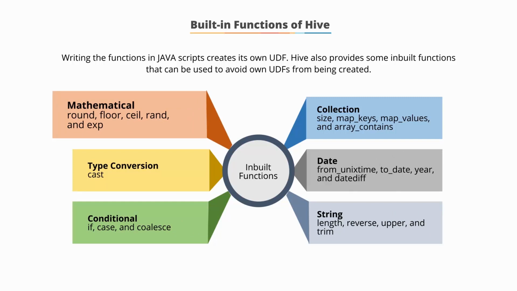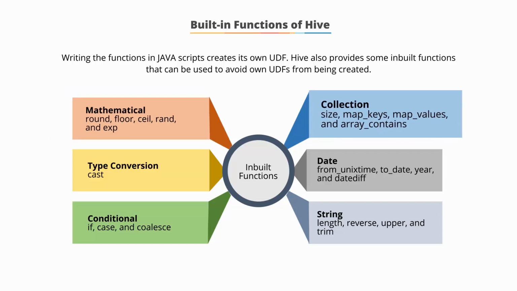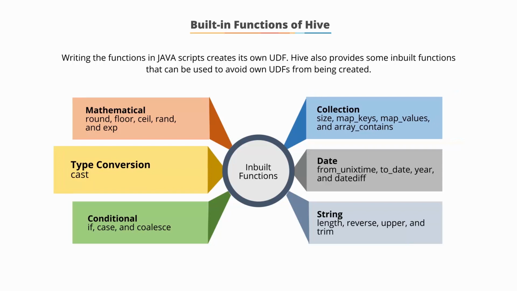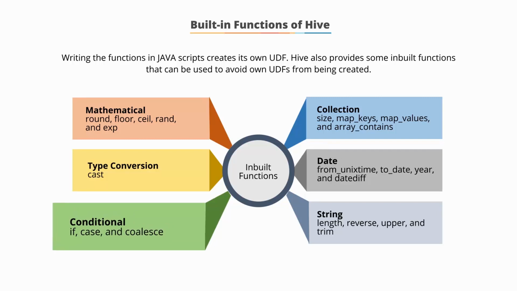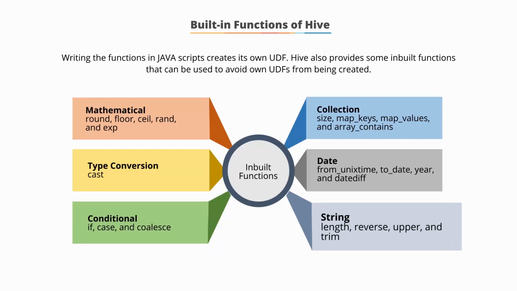For mathematical operations, you can use the examples of round, or floor, or rand, or ceil. For collections, you can use size, map, and arrays. For data type conversions, you can do things such as cast. For dates, you can use the following APIs, such as from_unixtime, to_date, year, and datediff. For conditional functions, you can use if, case, and coalesce. And for string functions, you can use things such as length, reverse, upper, and trim.